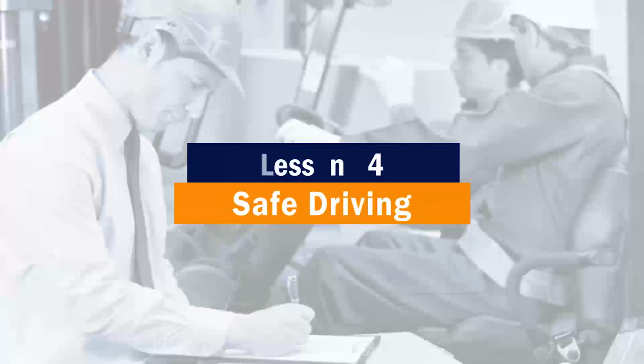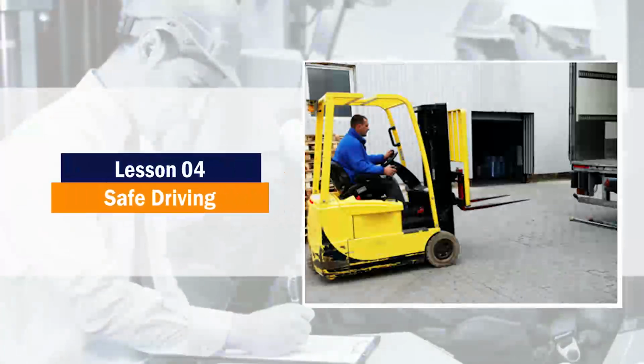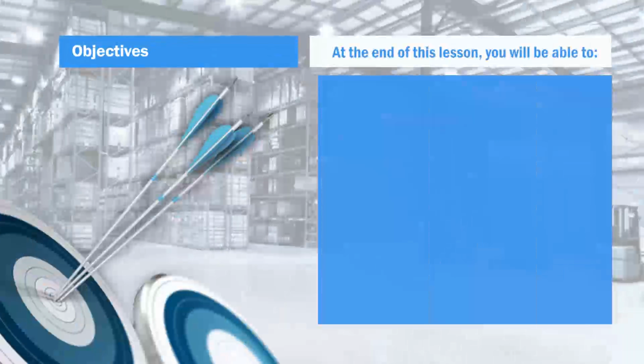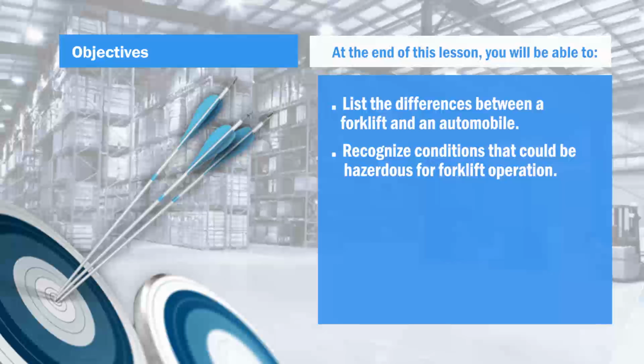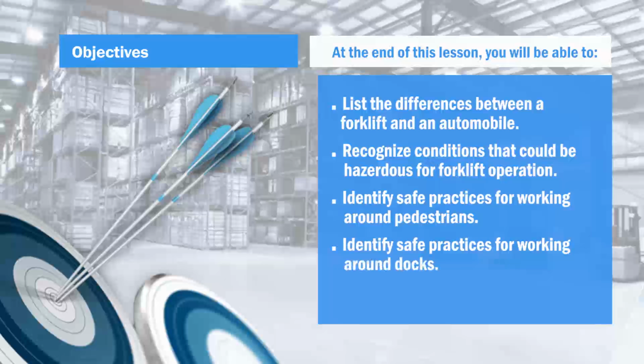Lesson 4. Safe Driving. At the end of this lesson, you will be able to list the differences between a forklift and an automobile, recognize conditions that could be hazardous for forklift operation, identify safe practices for working around pedestrians, identify safe practices for working around docks.